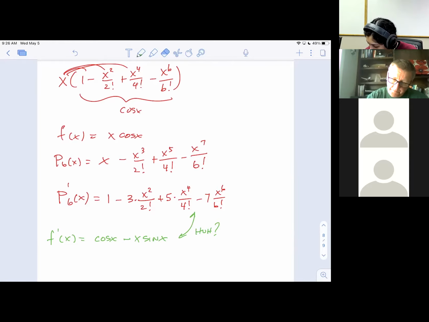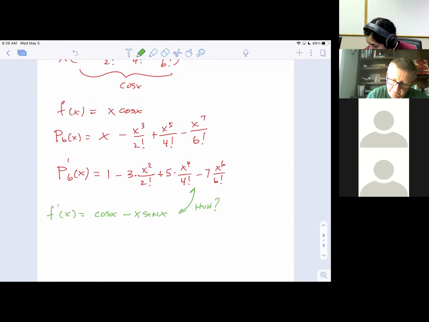But cosine has an expansion. In other words, in order to get them to look the same, I got to write them all as polynomials. And since we saw a minute ago that cosine was actually 1 minus x squared over 2 factorial plus x to the 4th over 4 factorial minus x to the 6th over 6 factorial and so forth.